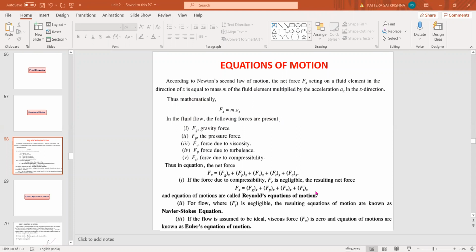After that, we saw Euler's equation, where we consider only two forces: the gravitational force and the pressure force. We derived the equation for Euler's equation of motion. And from Euler's equation of motion, we derived Bernoulli's equation by integrating it.